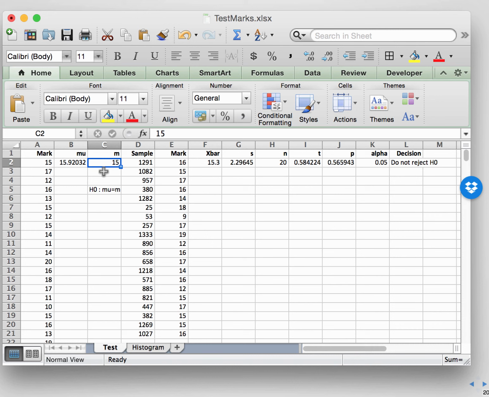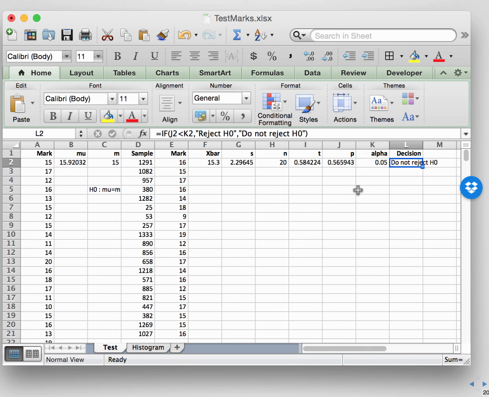If we tested the null hypothesis that mu is equal to m, the correct decision would be to reject the null, because those two numbers are different and the null hypothesis is false here. For this particular sample, we've got an x bar of 15.3, and when you work it through, we get a t statistic of 0.58 and a p of 0.56, which is not less than 0.05, so we do not reject the null. So in this case, here is a type 2 error. The null hypothesis is false, but we do not reject it. That's a type 2 error that we've made right there.